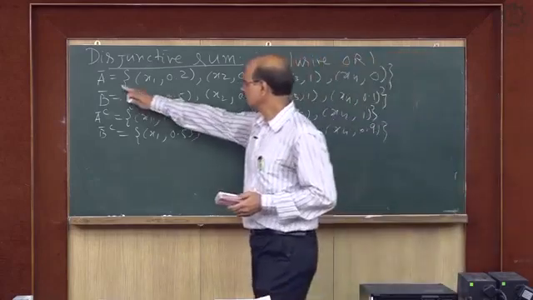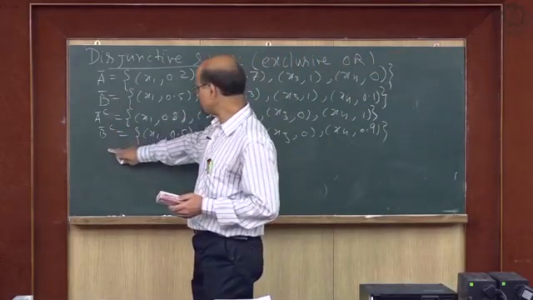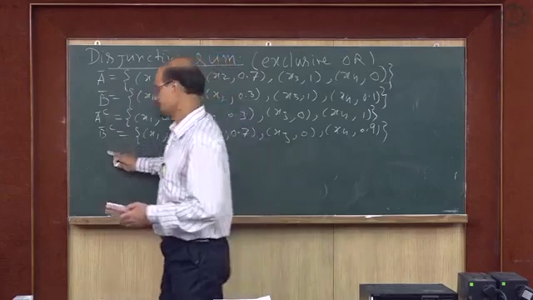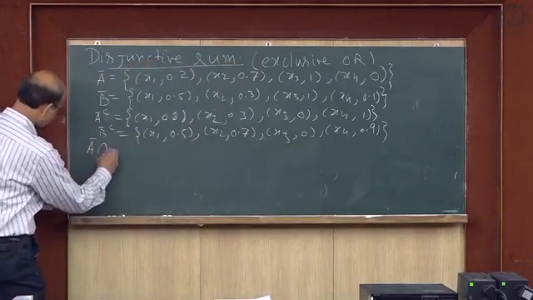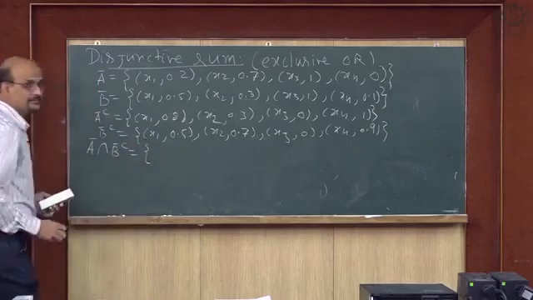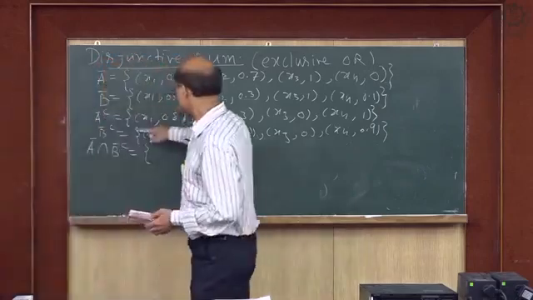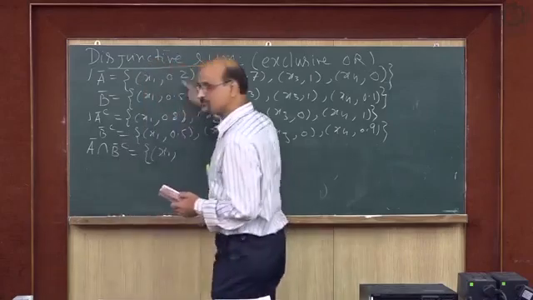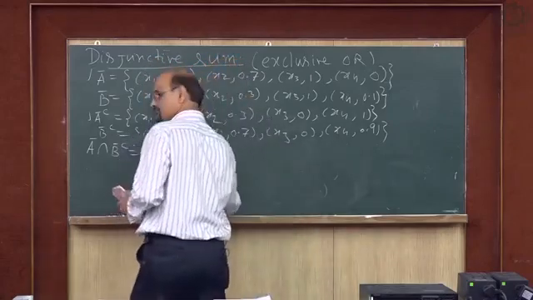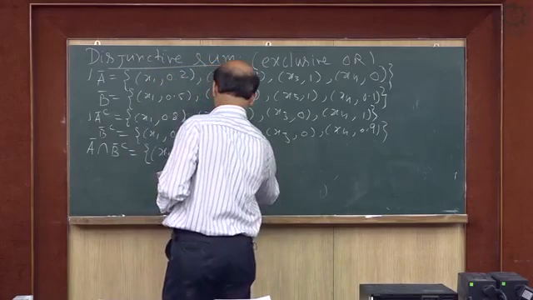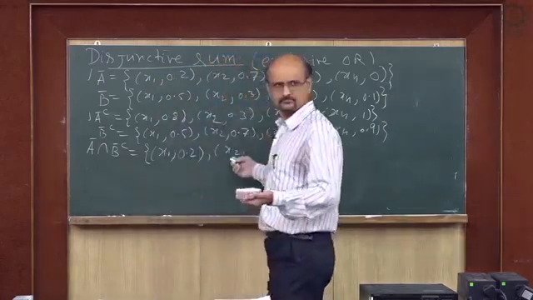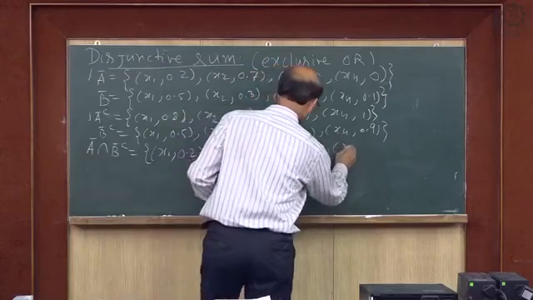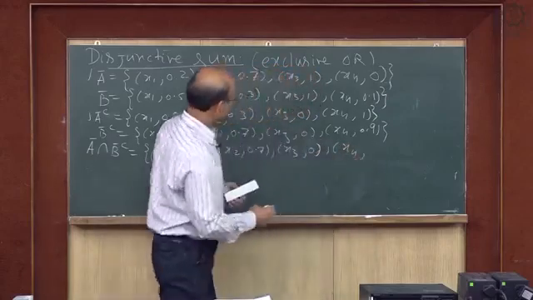I have to find now A bar intersection B bar complement. You know the intersection definition, so I have to see this and this. Take the x1 element and the minimum of these, so it is 0.2, then x2 is 0.7, x3 is 0, and x4 will be 0. Yes, good.